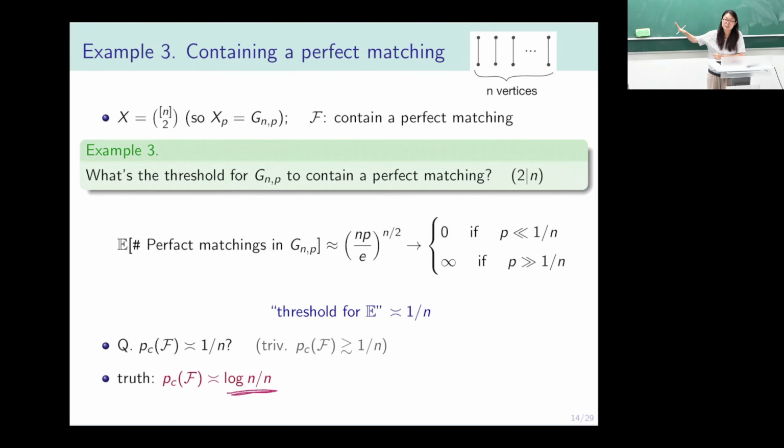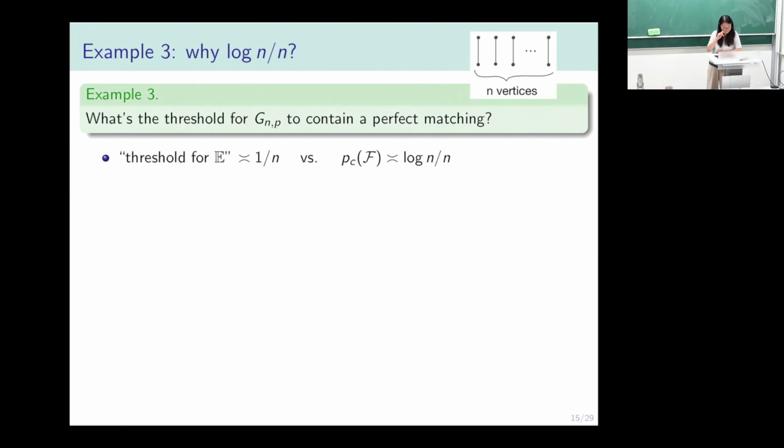And unlike the previous, so in the previous example, we saw that if we consider the right thing, then the expectation calculation gives us the right threshold. But in this case, whatever subgraph of a perfect matching we consider, it always gives us 1 over n. So here, we do see this log n gap between the threshold for the expectation and the actual threshold. So our dream is gone. But we don't give up. What do we do next? We try to understand why this happens, right? So let's think about why we see log n over n.